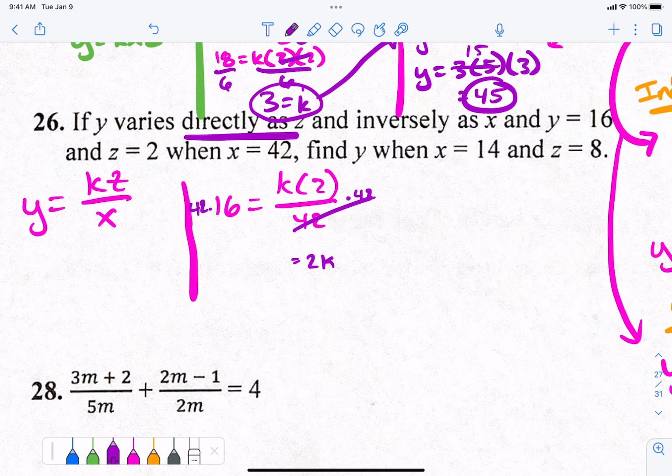What is it? 672, that's what it was. And then k is 336. Is that true?